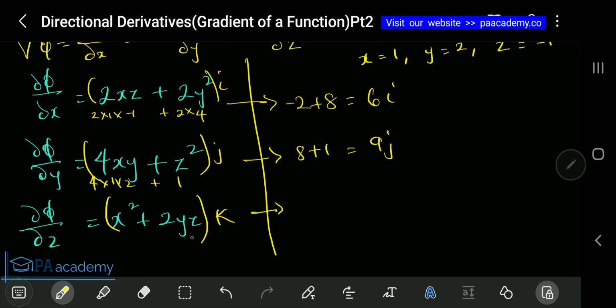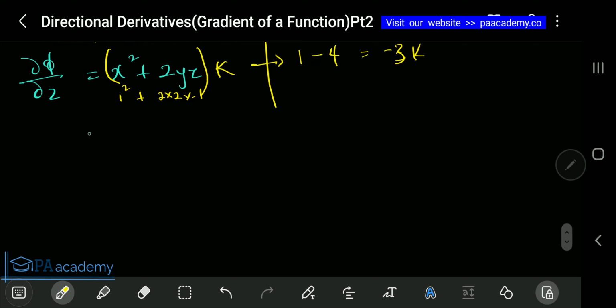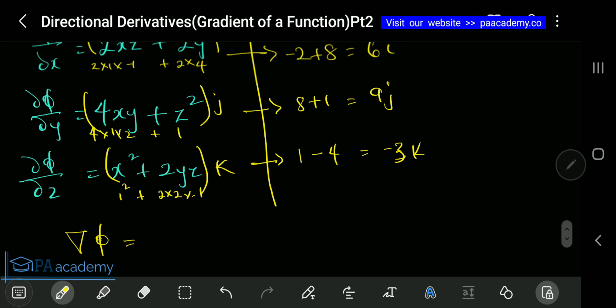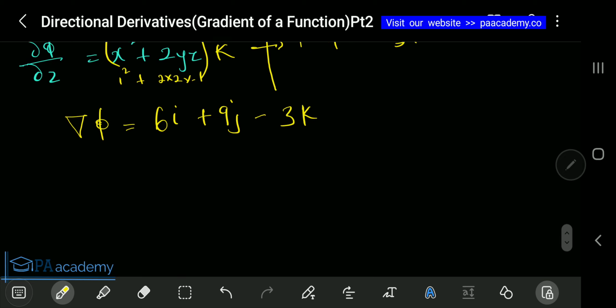Then x squared is 1, so there will be 1 squared plus 2 times 2 times minus 1. So this will be 1 minus 4, so this will be minus 3k. Alright, so now we've gotten grad phi to be equal to 6i plus 9j minus 3k. So we've gotten that.